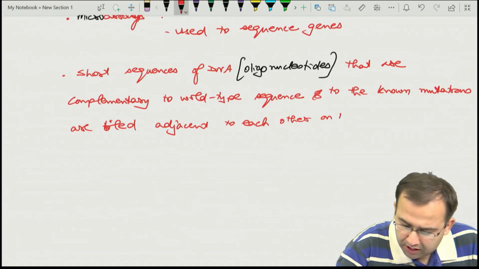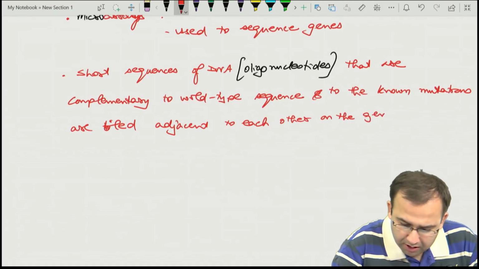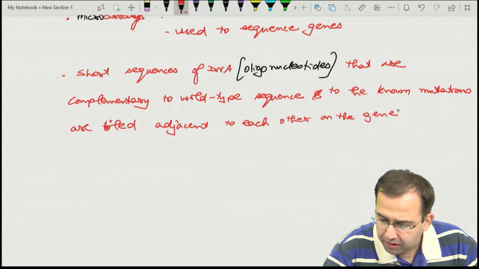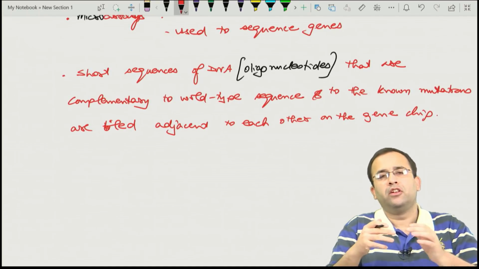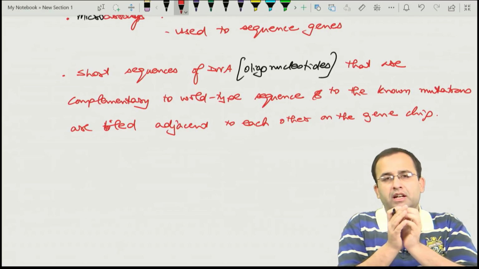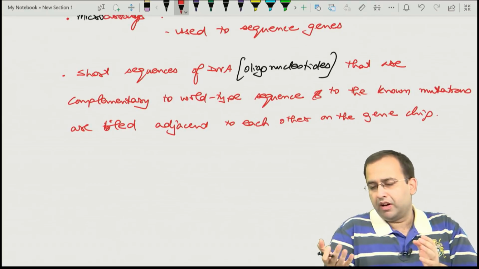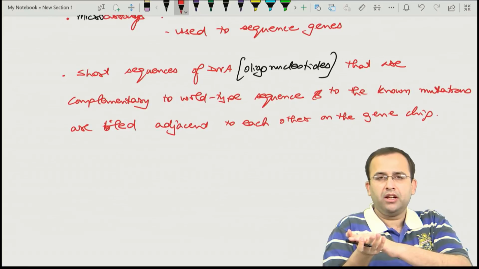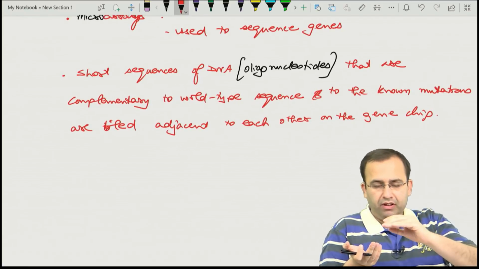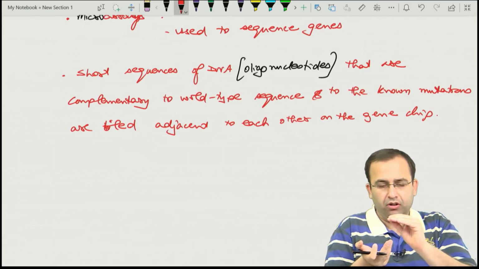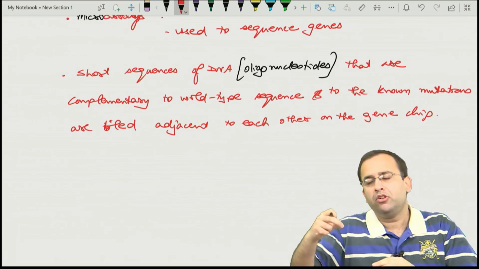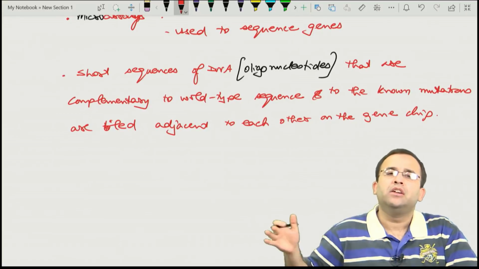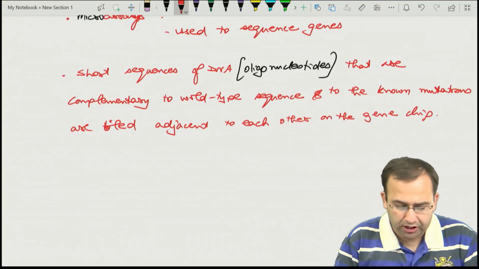On the gene chip, the DNA sample to be tested is hybridized. What is happening here is that the oligonucleotides are complementary to the wild type, which is the normal DNA. We have taken self-manufactured oligonucleotides which are complementary to the normal DNA and to the known mutations, and they are tiled adjacent to each other on the gene chip.